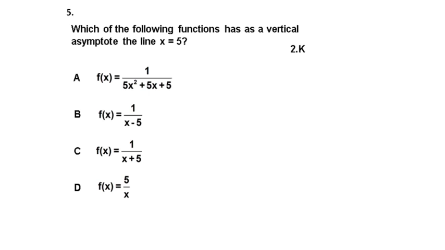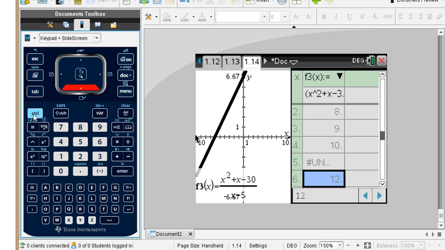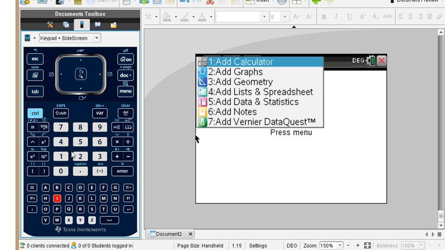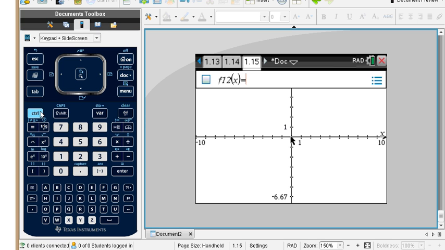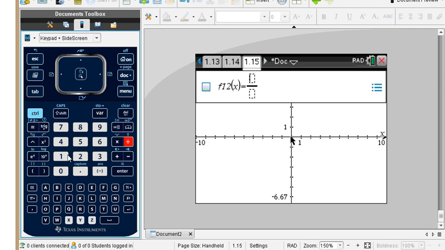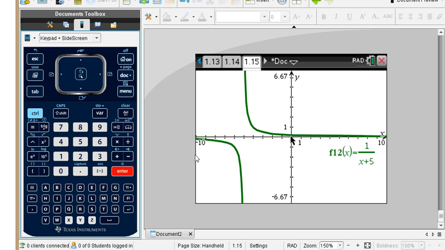Next, problem 5. Which of the following functions has as a vertical asymptote the line x equals 5? Well, the temptation might be to look at answer choice C, 1 over x plus 5, and I will do that now. I'll put in 1 over x plus 5. And we see a vertical asymptote not at x equals 5, but rather at x equals -5.